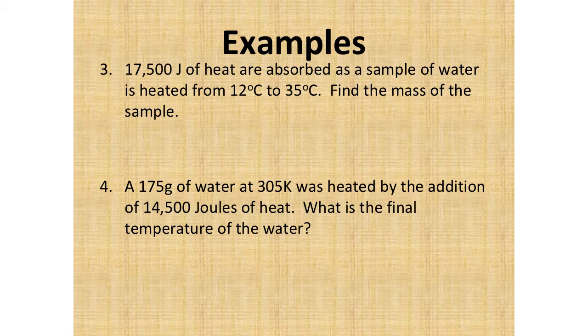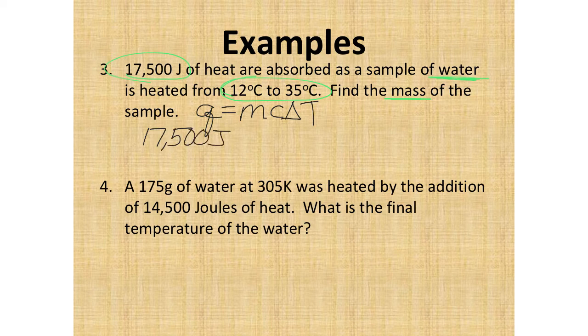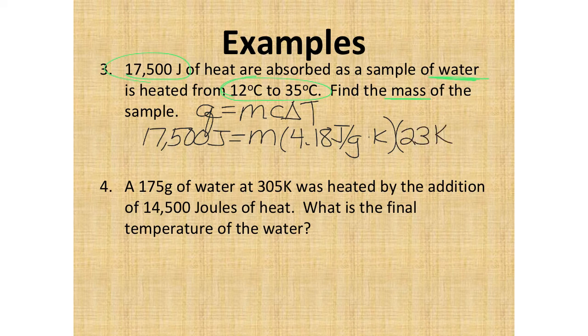All right, example number 3. Here we have 17,500 joules of heat absorbed as a sample of water is heated from 12 to 35 degrees Celsius. Find the mass of the sample. So since we have a change in temperature, that is going to be our clue to use the mc delta T formula. My Q is 17,500. The mass is what I am looking for. Since it's water, I can use the specific heat of water, which is given on the front of my reference table. And my change in temperature is going to be 23. A change of 23 in Celsius would also be equal to a change of 23 in Kelvin.